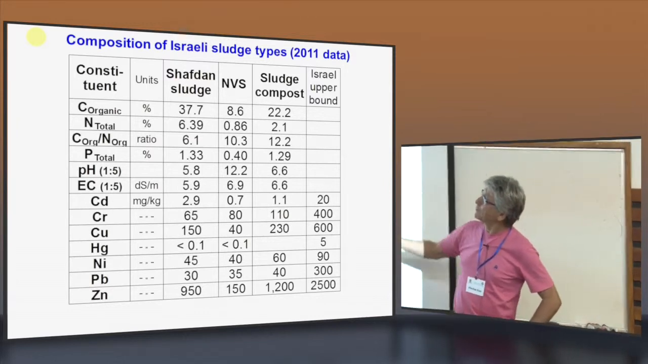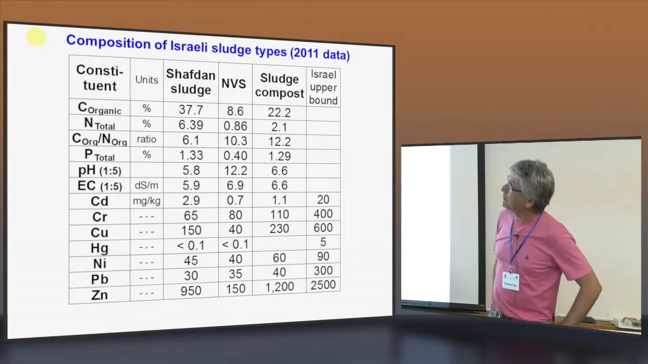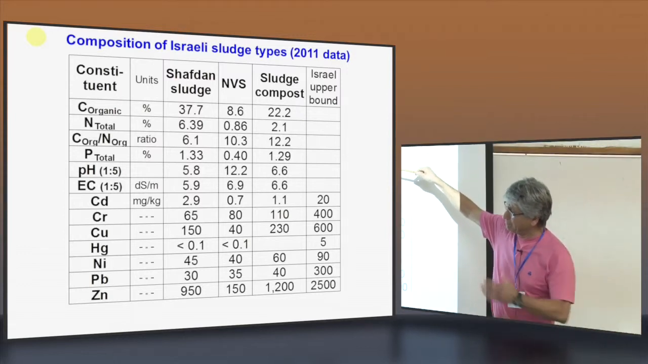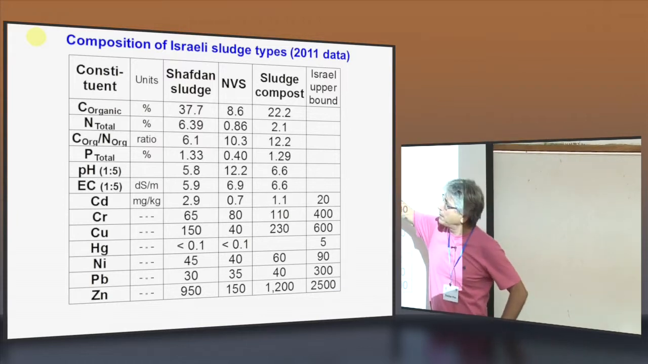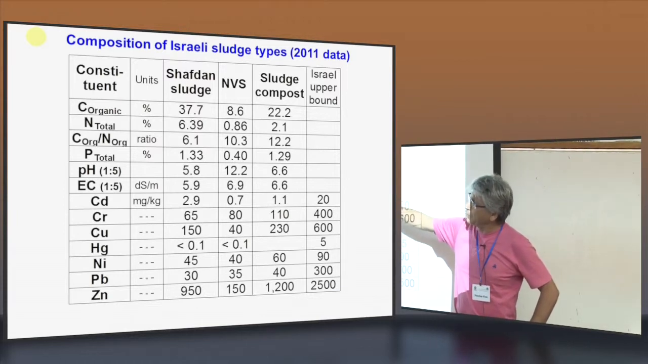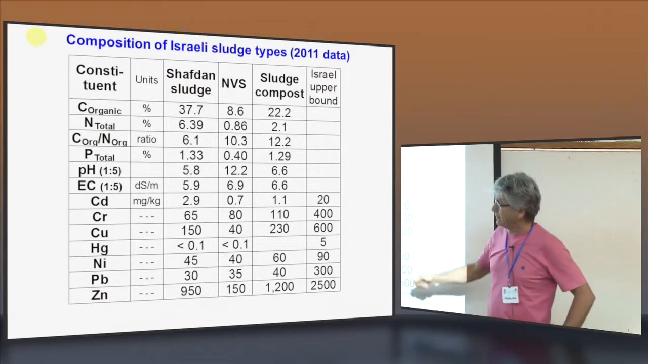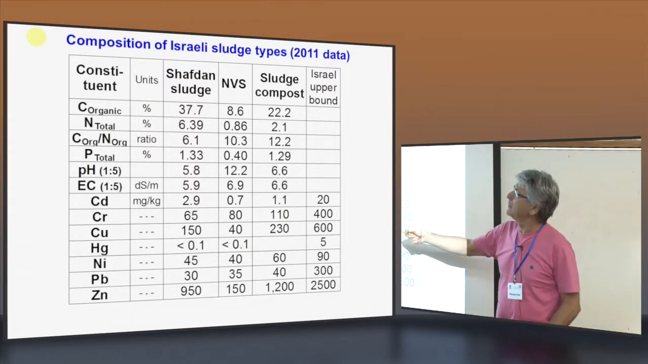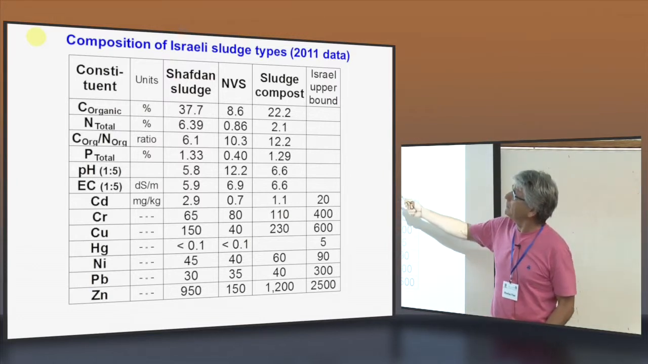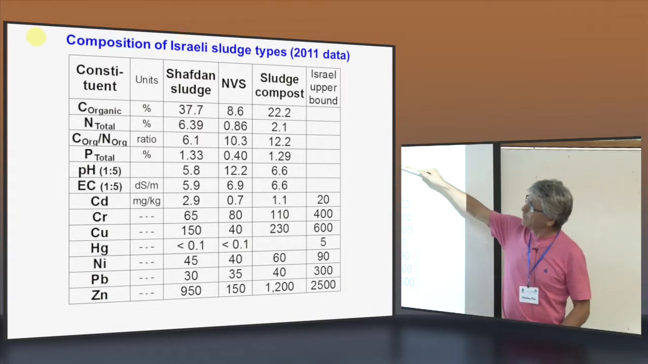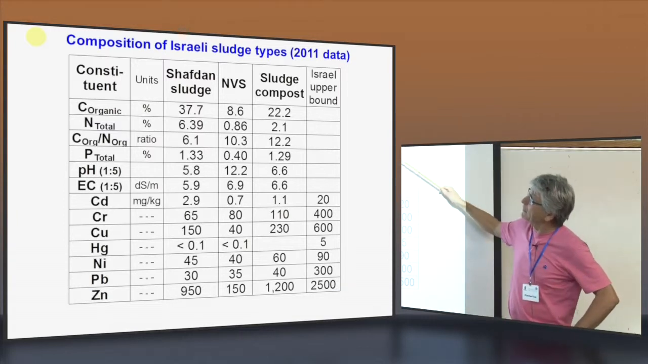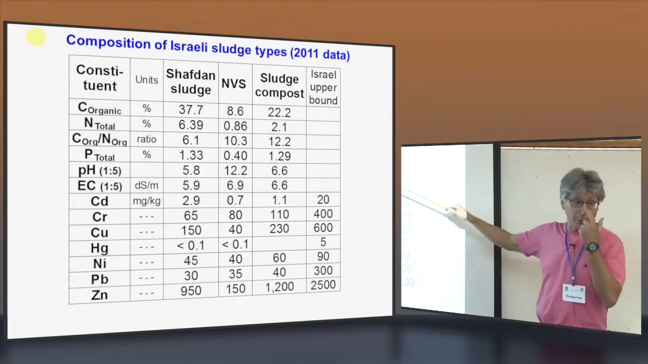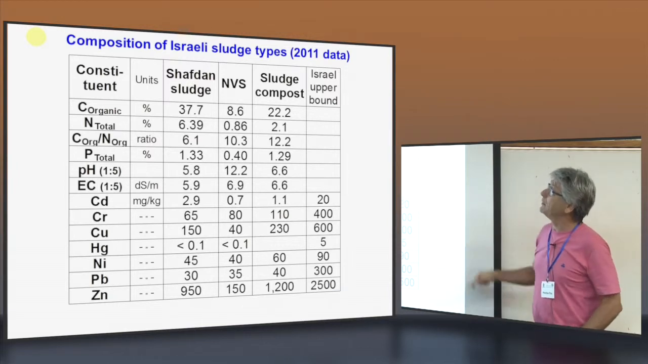So, composition of our sludges in general. If we go to the macro things: organic carbon, total nitrogen, C to N ratio, total P, and these monitored elements, pH and electrical conductivity. So we have this Shafdan sludge with close to 6.5% nitrogen. Upon enviro treatment, it reduces to between 0.8 and 1.8, what we had in the field this year, actually.